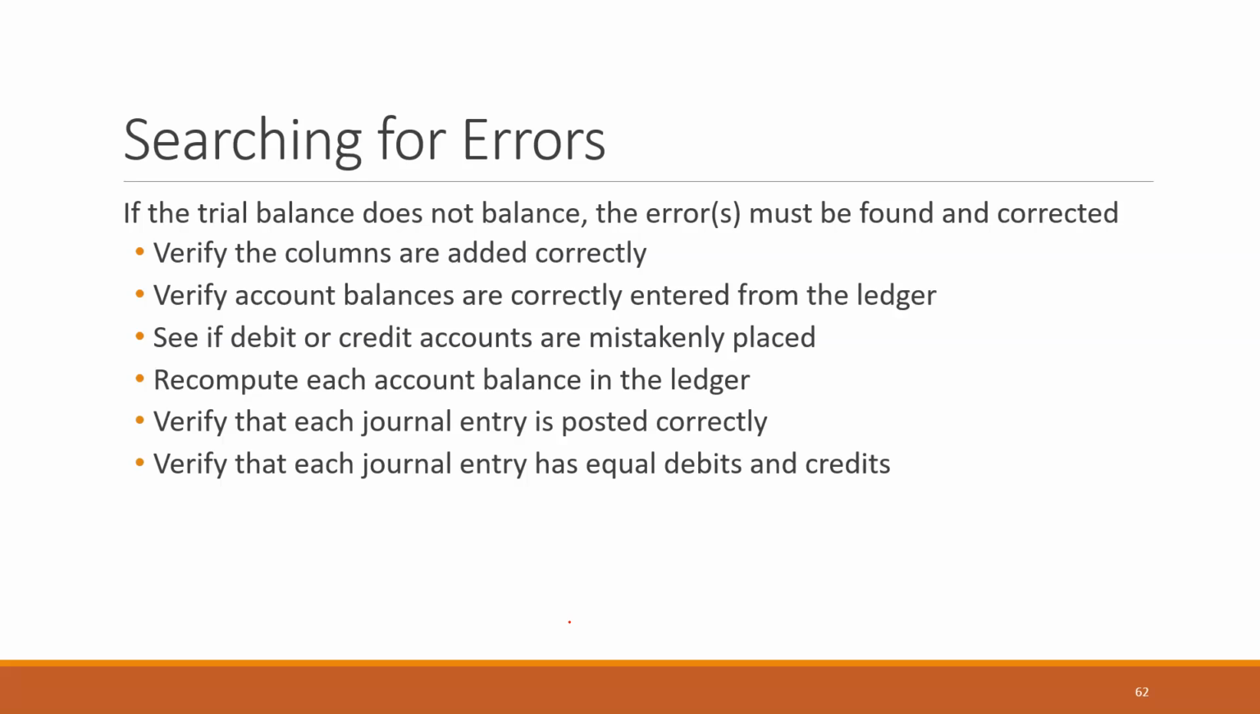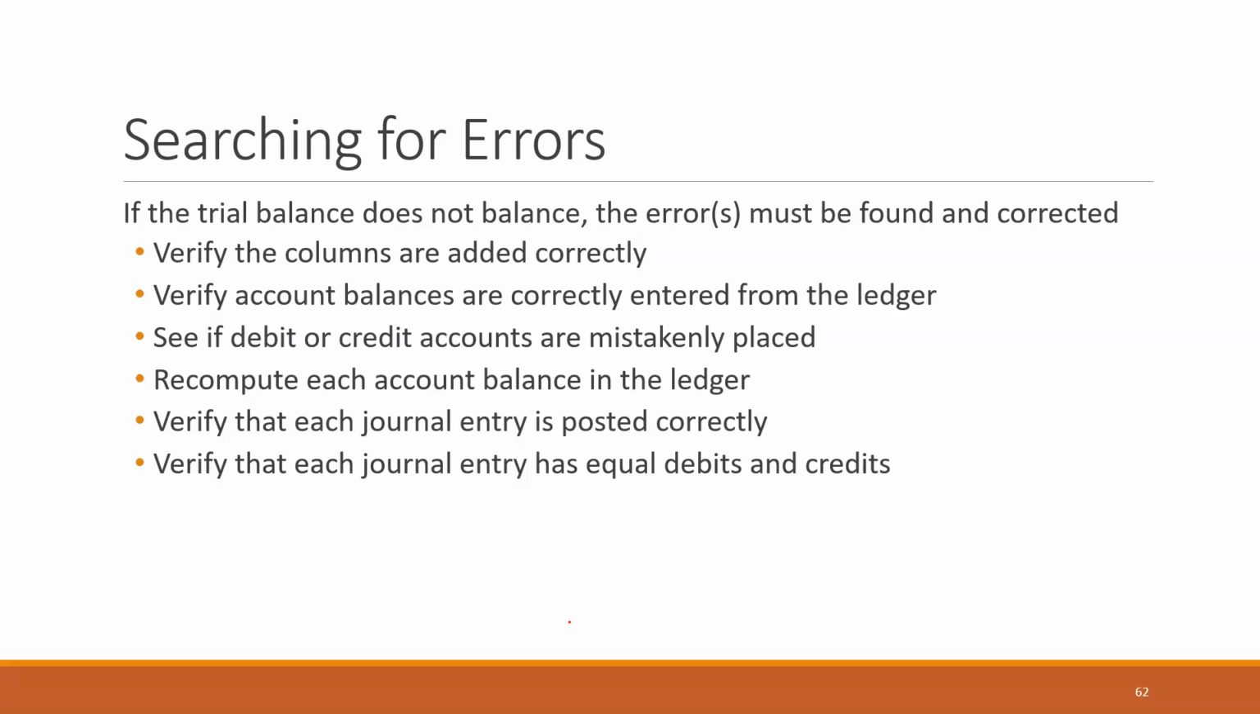So there are various ways that we can find an error. First, we want to make sure the addition was done correctly. Make sure everything was added correctly. We didn't miss a number. Okay. Then we want to make sure that the account balances were correctly entered from the ledger. We didn't accidentally write a number wrong.